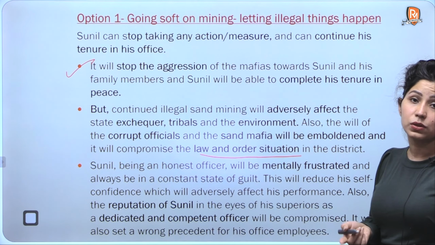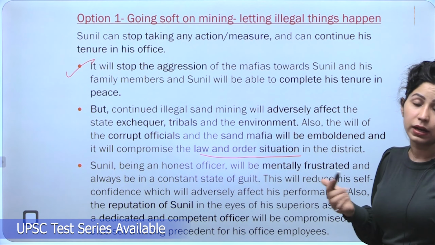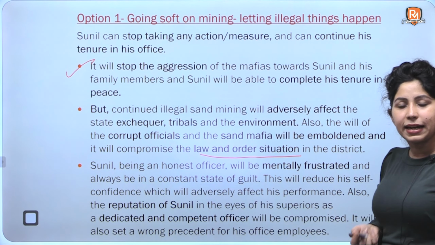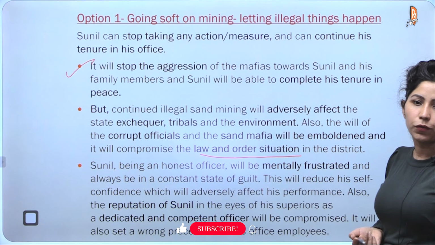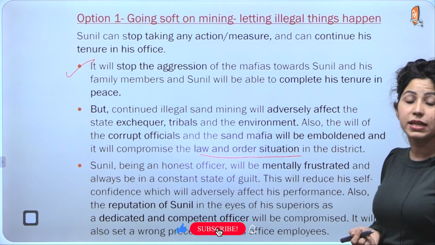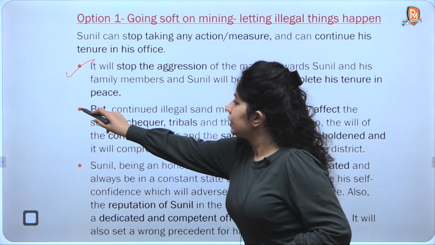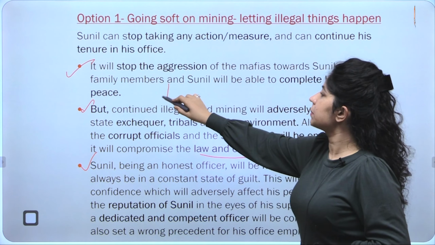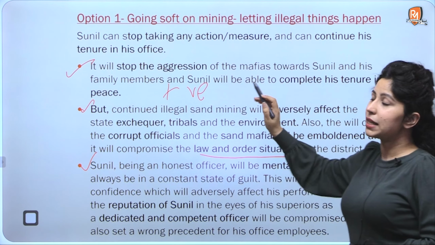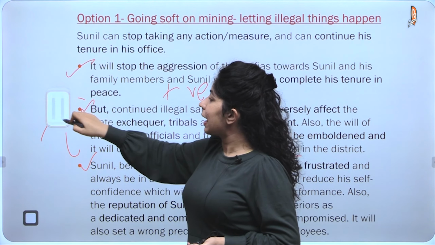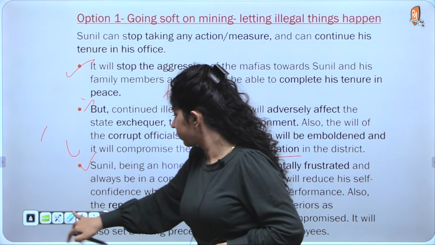Also, the reputation of Sunil, which was there in the eyes of his seniors who posted him here, as a dedicated and competent officer, will be compromised. It will also set a wrong precedent for his office employees. So these were the 3. This part talks about the positives that will come, but these will be short-lived, and this part talks about the negative things that will happen on the administrative front.